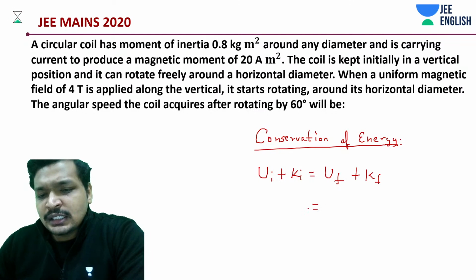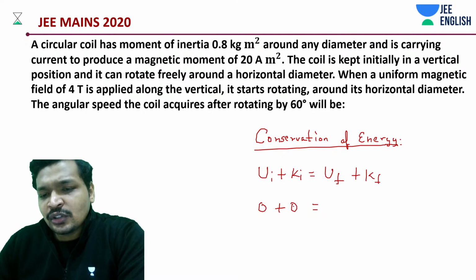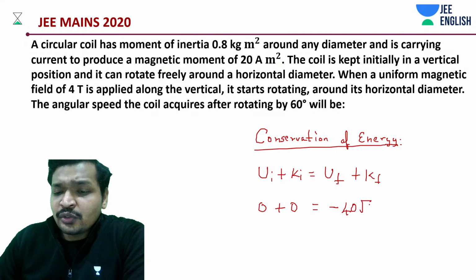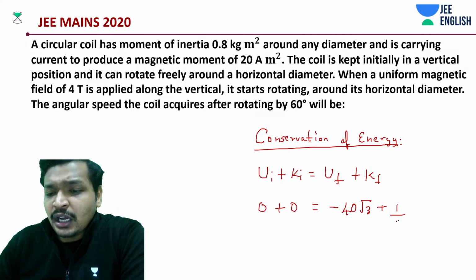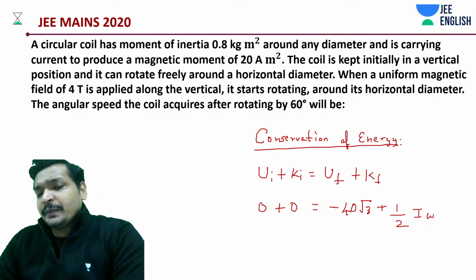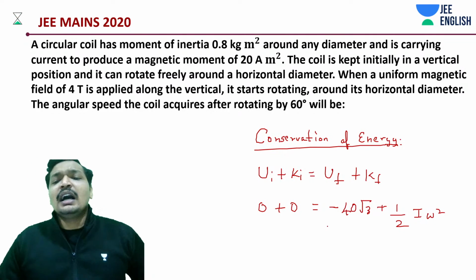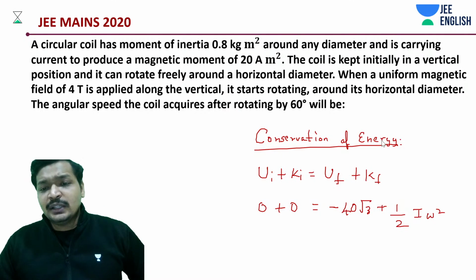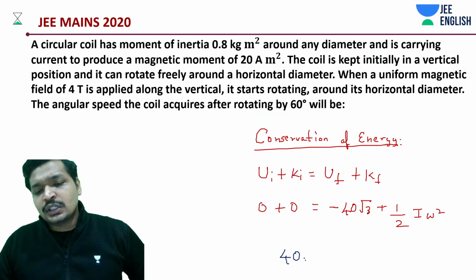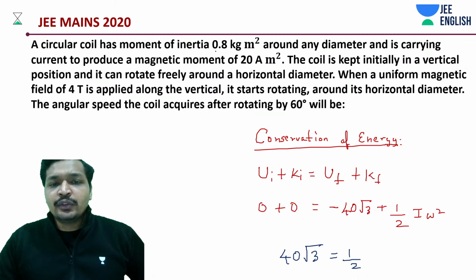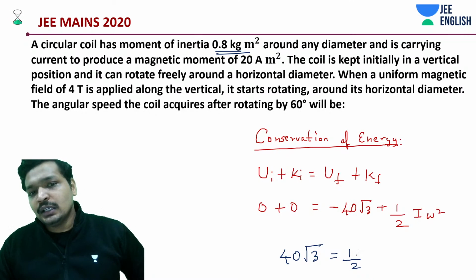Now it's an easy problem. This is also 0. This is also 0. What do you have for U final? Minus 40 root 3, and K final is half I omega square. Okay. Now take this 40 root 3 on the other side and substitute the value of I as well. You have taken 40 root 3 on the other side and substituted the value of I. How much is I given to you? SI units again, kg meter square.